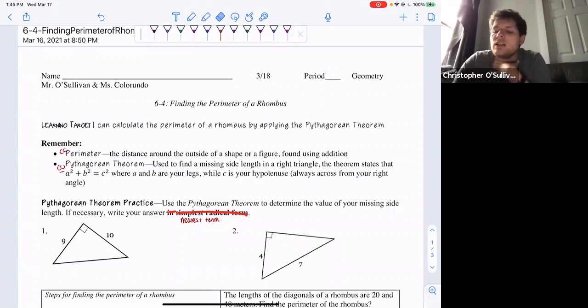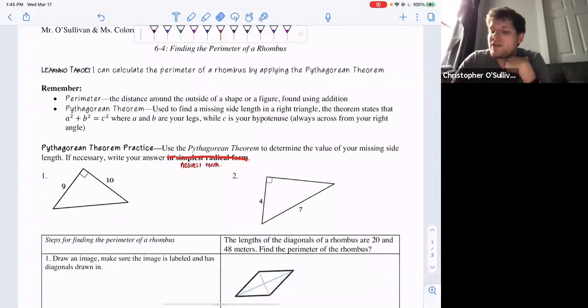And the Pythagorean theorem is something that we learned about a few months ago with Miss Daniel, and you did a whole project on finding the length of a diagonal. It's used to find the missing side length in a right triangle. This theorem simply states that a squared plus b squared is equal to c squared. A and b are your legs and c is your hypotenuse, which is always across from your right angle.